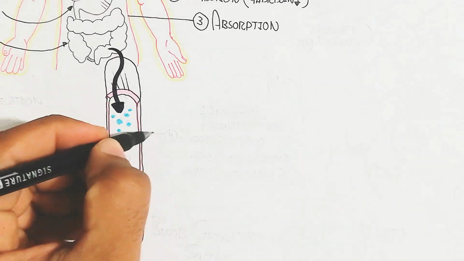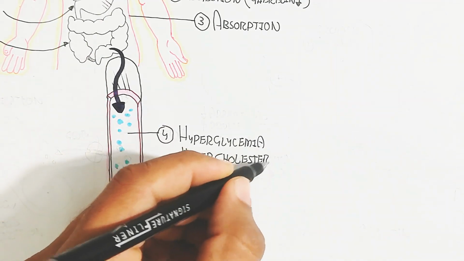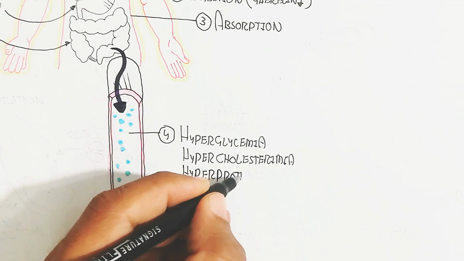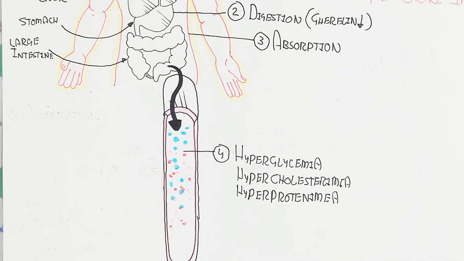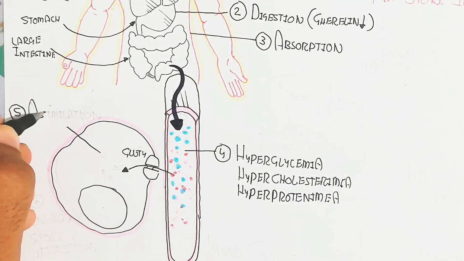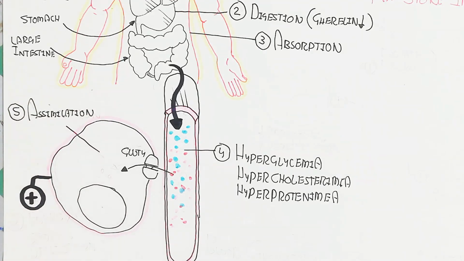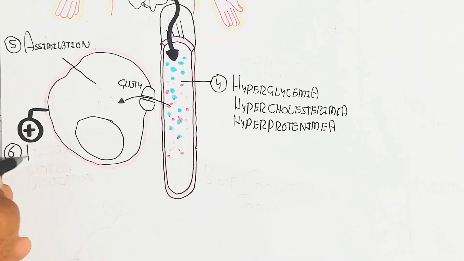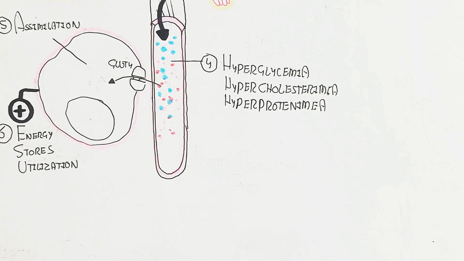and give the signal to the brain for satiety, and absorption will occur into the blood circulatory system, leading to a rise in content: hyperglycemia, hypercholesterolemia, and hyperproteinemia will occur. In this way, they will target the cell through the GLUT channel, leading to assimilation. It will become part of the cells, and in this way it can be used as energy in the form of glycolysis and the electron transport chain. On the other hand, it can be stored, meaning in the form of glycogen or adipose tissue.